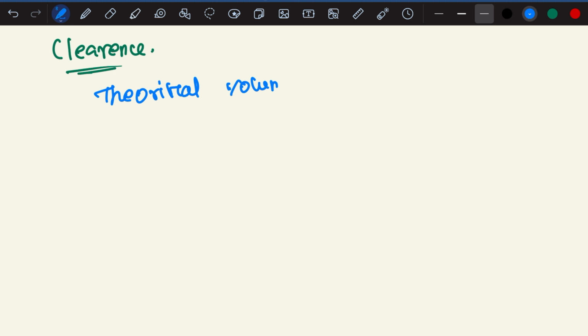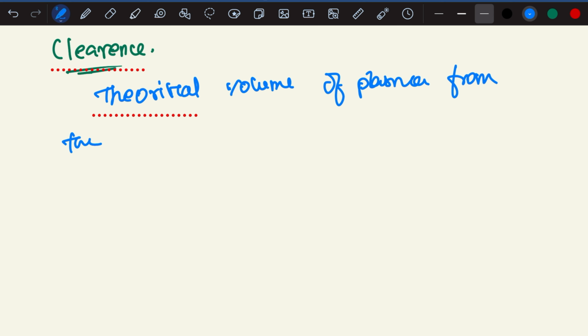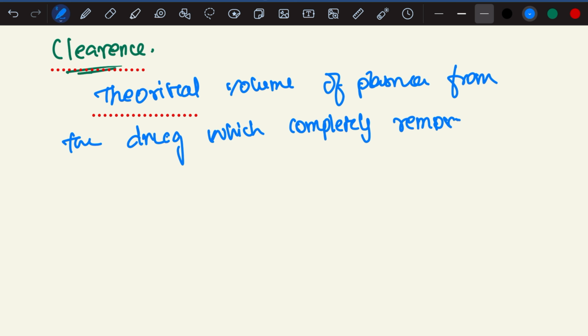Before getting into the actual topic, we should learn the term clearance. What is clearance? Clearance is a theoretical volume of the plasma from which the drug is completely removed per unit time. Learn the definition, I'll explain it later.